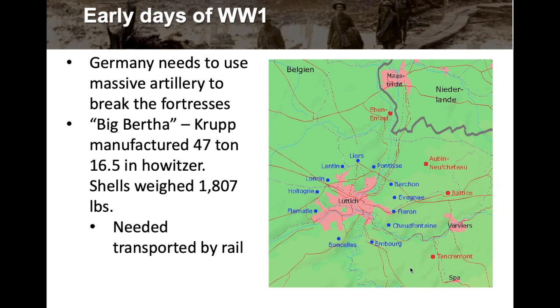Okay, and you can start seeing these blue dots here. There's red dots and then blue. These are the fortresses that are set up, and then you have these rings of fortresses around these cities. And usually the cities are the crossroads where the railways were run through.